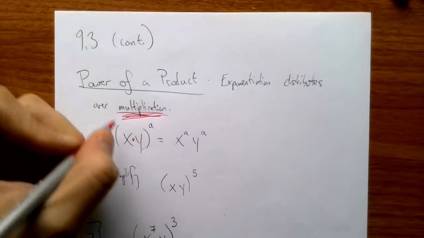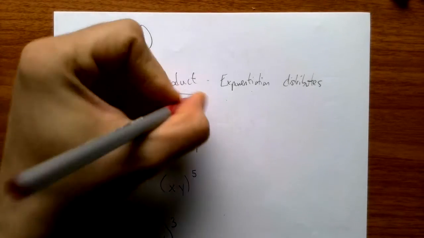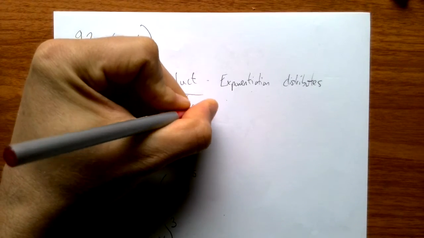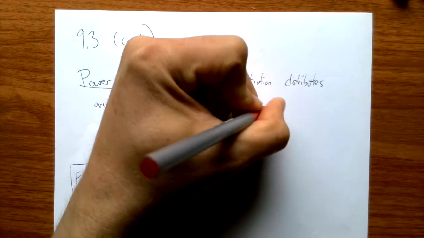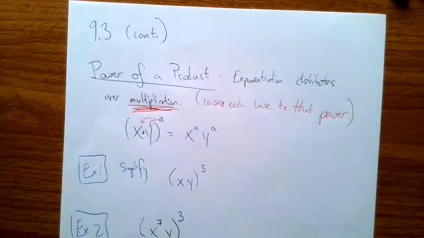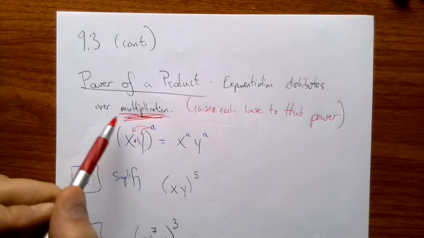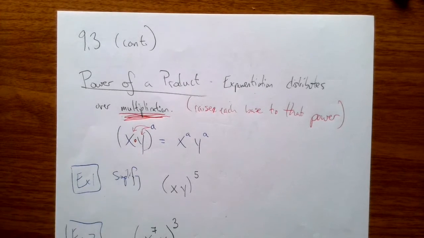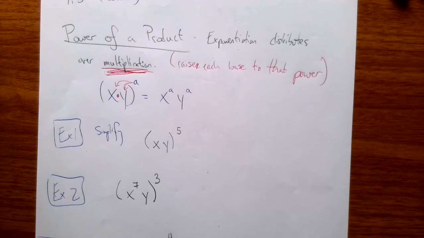And so what it says is we are allowed to raise each base to that power. Another way to think about it: we're going to raise each base to that power that's on the outside. And I can't emphasize enough, it's only when we have multiplication. We'll talk about a mistake you want to avoid in a second.